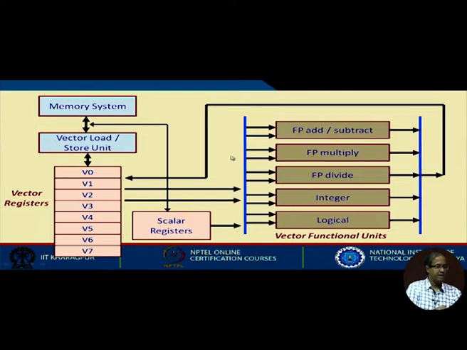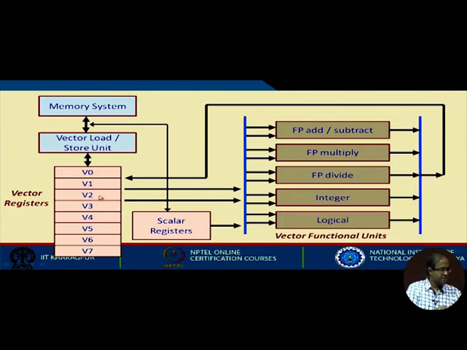Okay. And on this side you have the vector functional units. You see there are so many vector functional units, each of them having 2 inputs and 1 output, and they can be fed concurrently. So, the bandwidth of this bus should be high enough so that while some vector addition is going on, a vector multiply can also go on in parallel.